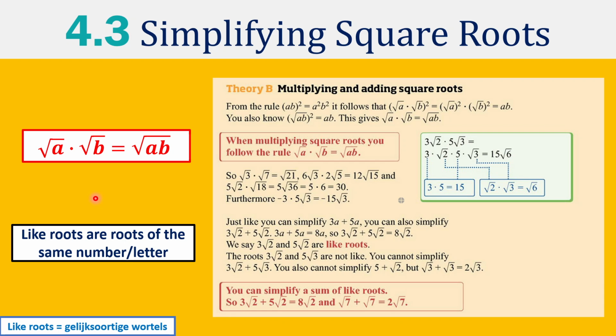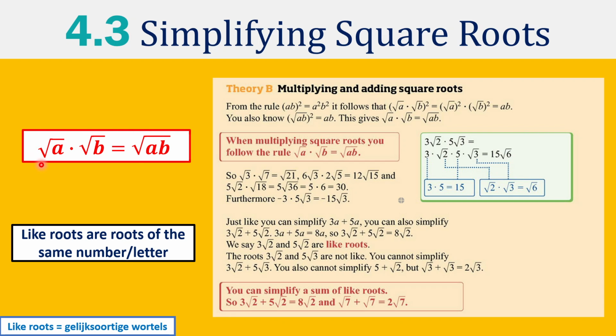They introduce it like this. From the rule (ab) squared equals a squared b squared, right? Square both things separately. It follows that square root a times square root b is the same as square root a squared times square root b squared equals ab. You also know that the square root of (ab) squared is ab. It gives you that square root a times square root b is square root ab. You don't have to know the proof, you do have to know the rule.